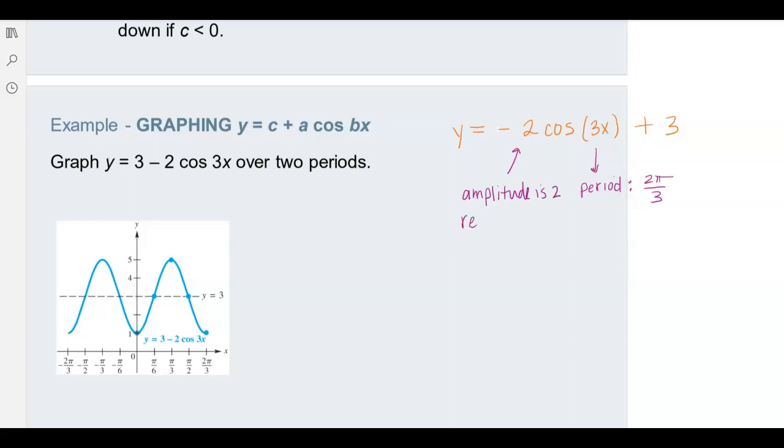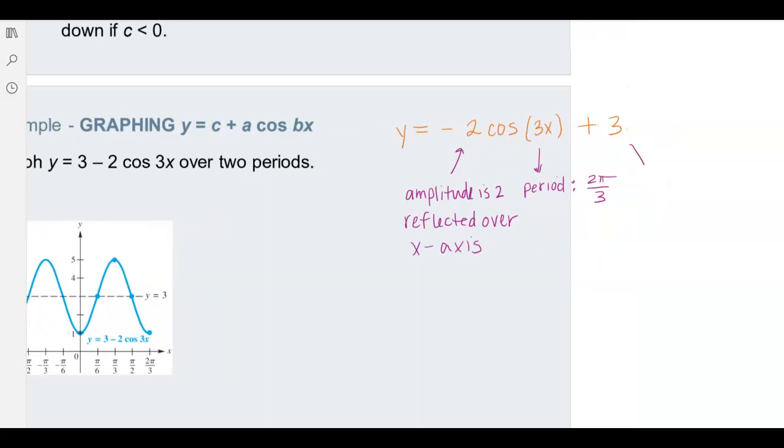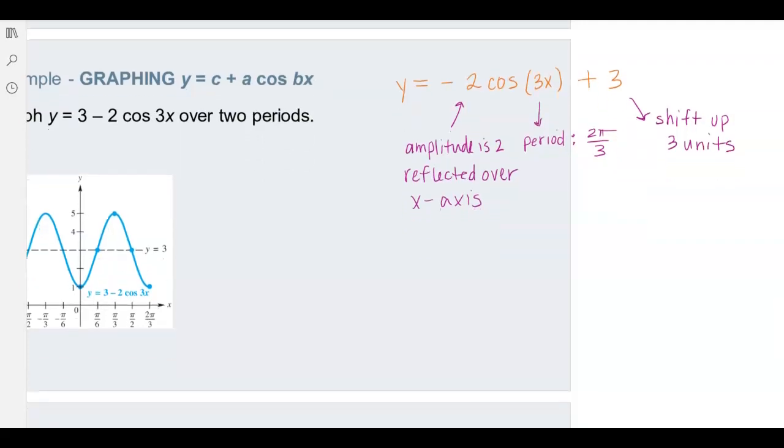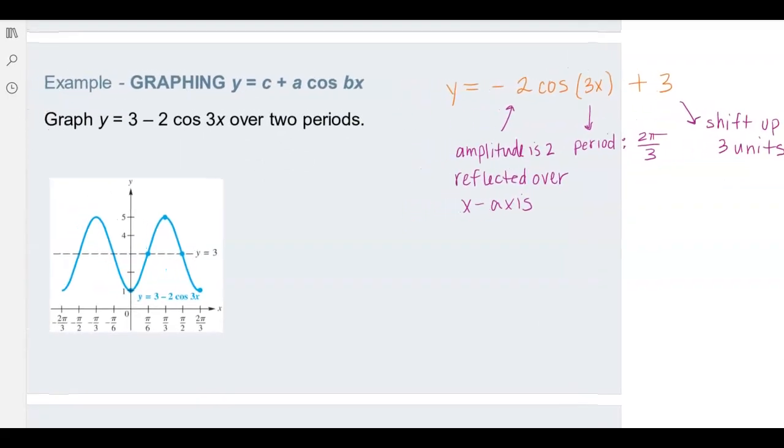It's reflected over the x-axis because of the negative sign. And the whole graph is going to be shifted up by 3 units, right? That's what that 3 does. So we're just denoting what each of the parts of the function are going to do.